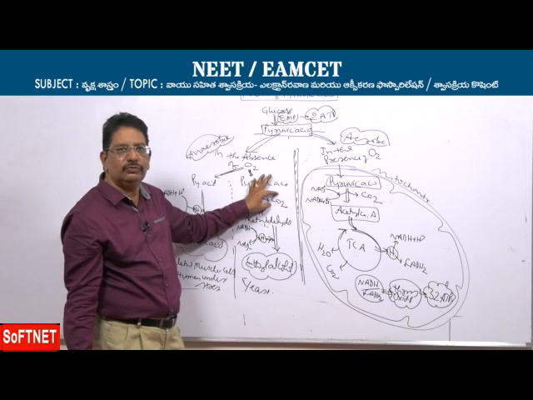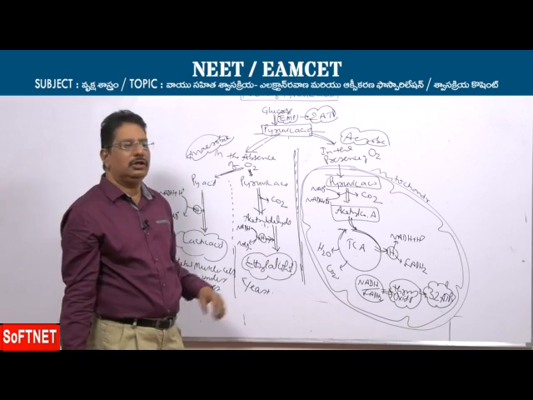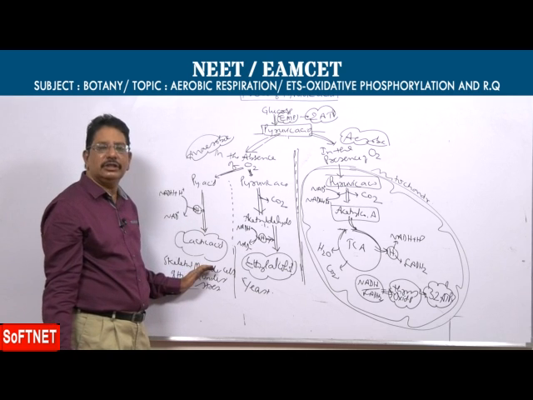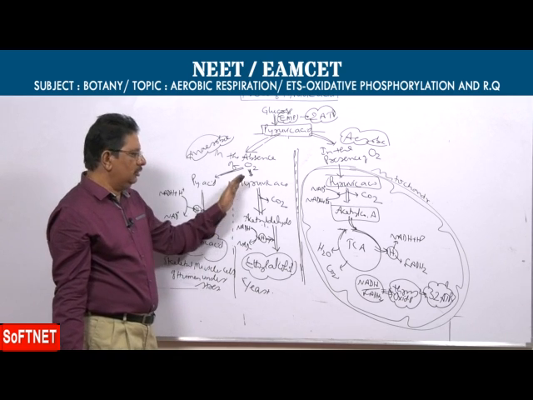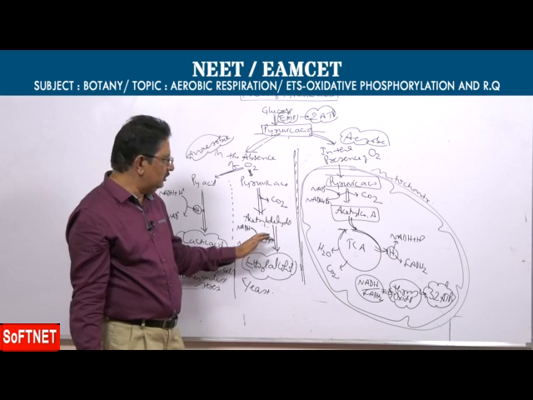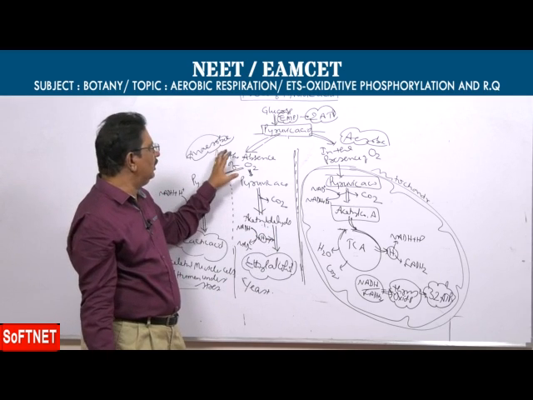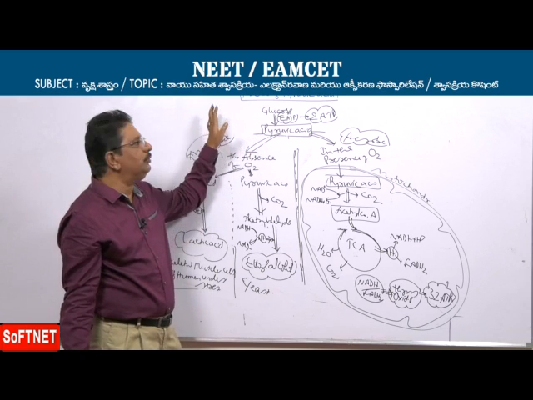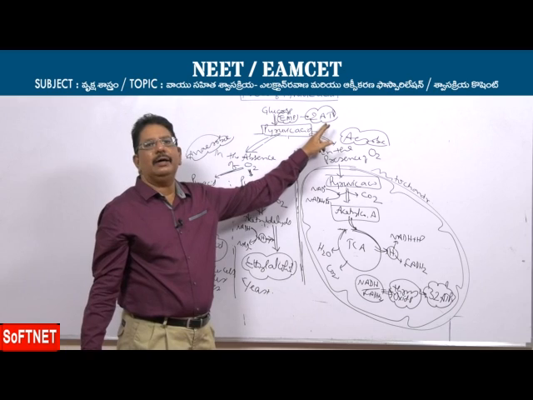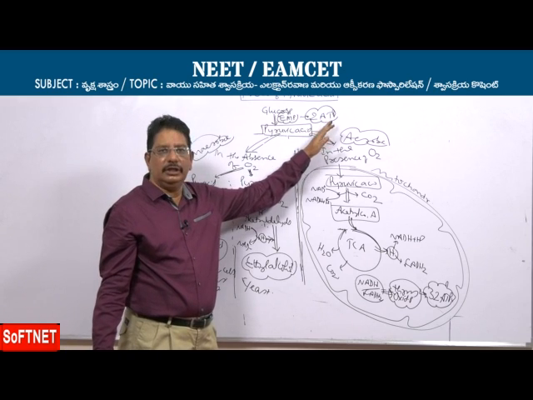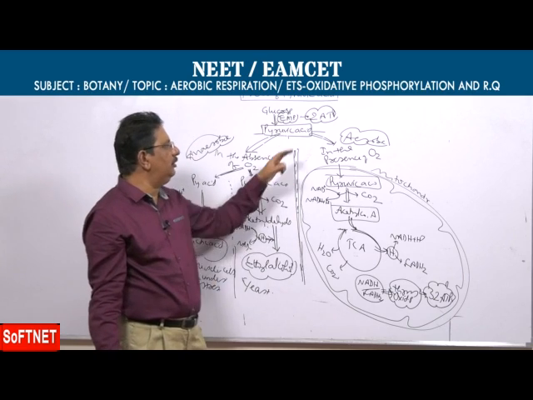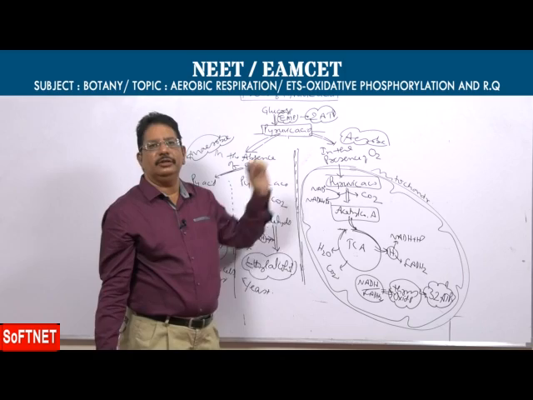So, CO2 is formed, ethyl alcohol is formed, but no ATP in this case. Lactic acid formation does not yield ATP. Ethyl alcohol formation does not yield ATP. So, under anaerobic condition, whatever the energy present in glucose is trapped only in 2 ATP. So, an anaerobic cell is supposed to be satisfied with only 2 ATP.